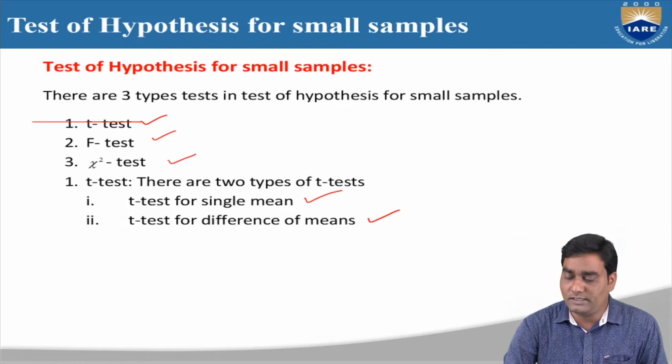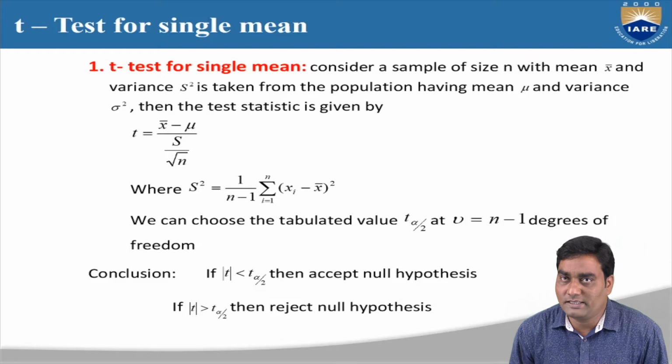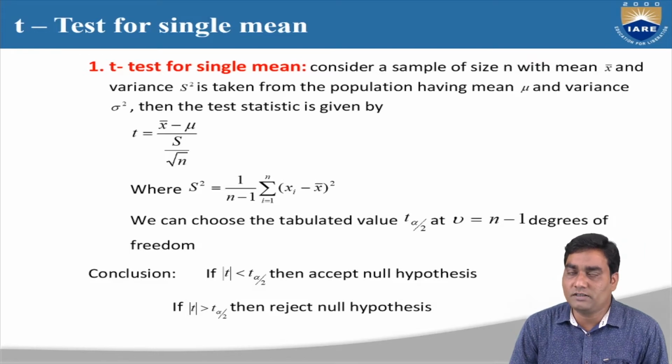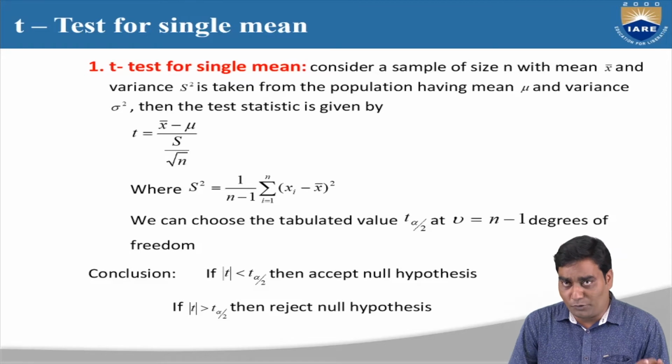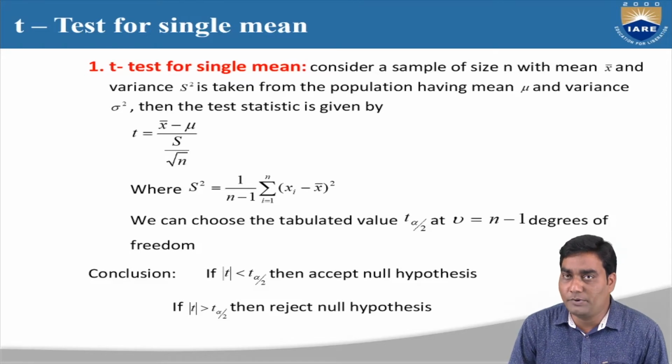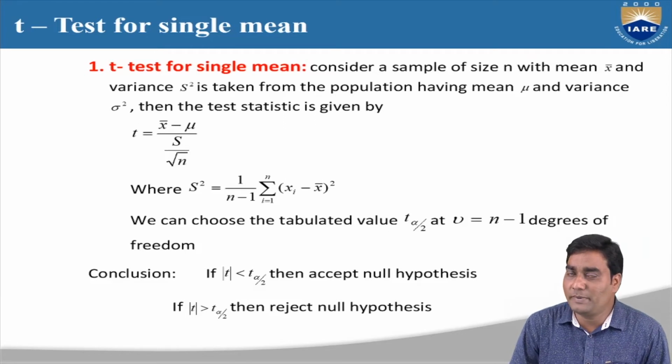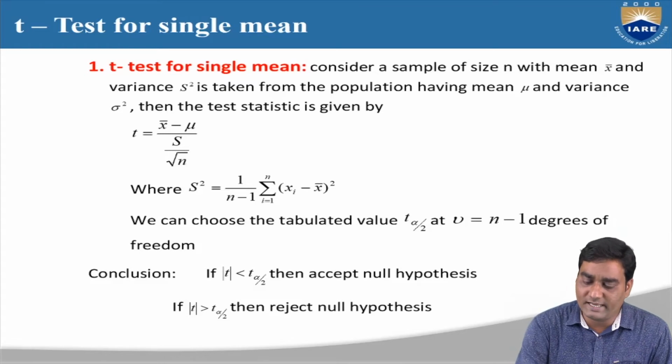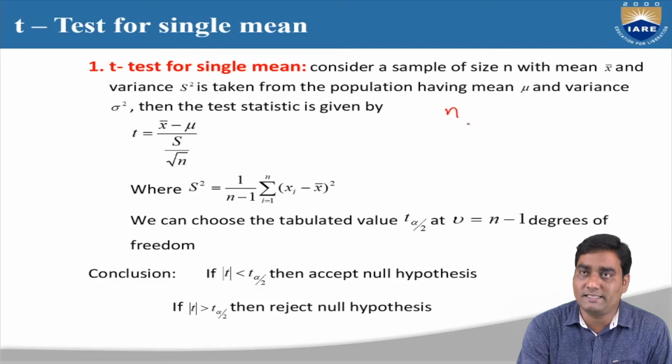Now we are going to discuss t-test for single mean. This is the first test in test of hypothesis for small samples. We can remember that we use this test when the problem consists of only one sample, that too a small sample. The sample size is less than 30. In t-test for single mean, consider a sample of size n. It is a small sample.